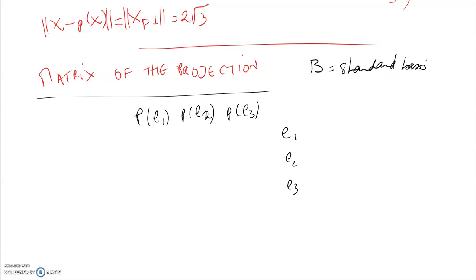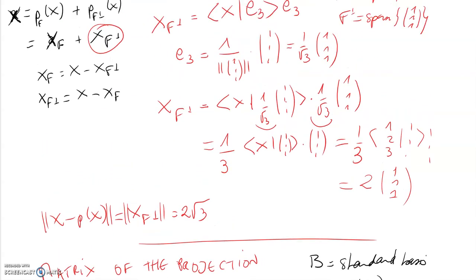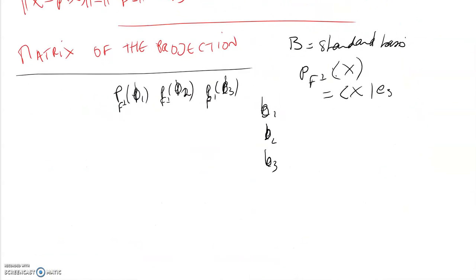But the thing is that it's going to be very easy to get the image of anything on the space F orthogonal. So we're looking at this one. Why? Because that's the projection on F orthogonal for any X. Maybe I should change my names. I've already used the E's, so let's call those B1, B2, B3. I'm going to use the same E as before. I had called this vector E3, so P with E3, and E3 was given by 1 over square root of 3 times (1, 1, 1).